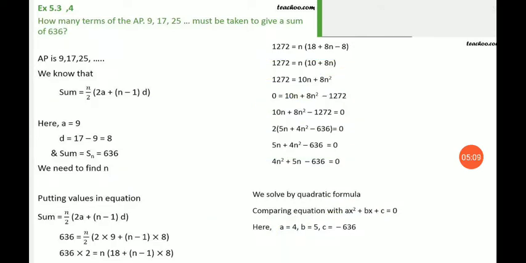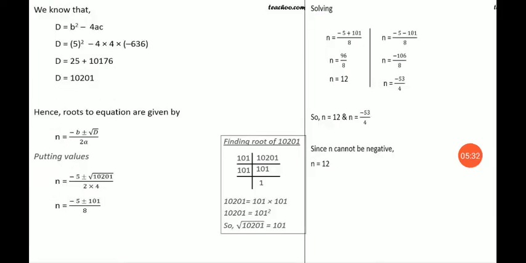And what is the quadratic formula? Yes, the quadratic formula is x is equal to minus b plus minus root D by 2a. And what is D? D is equal to b square minus 4ac. Good. So just substituting in b square minus 4ac and solving, we get D is equal to 10,201.